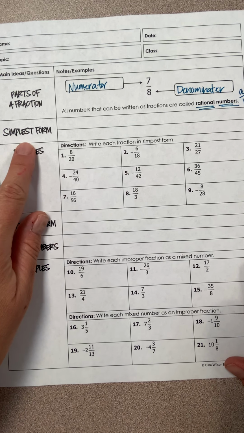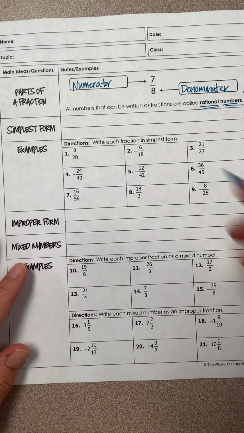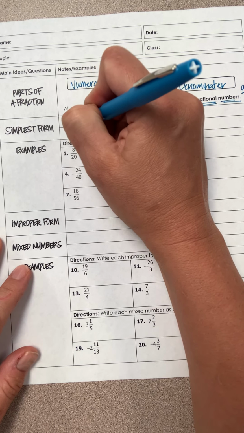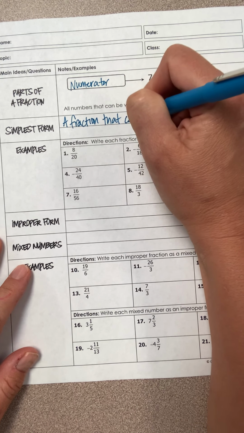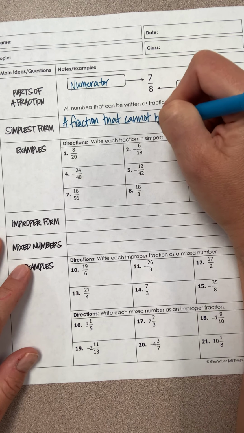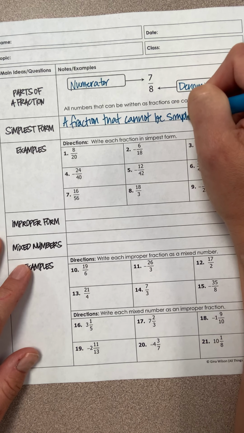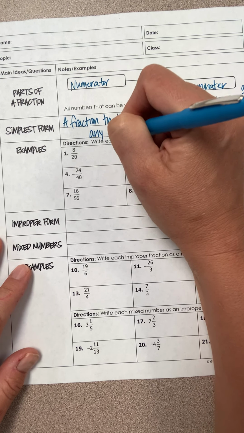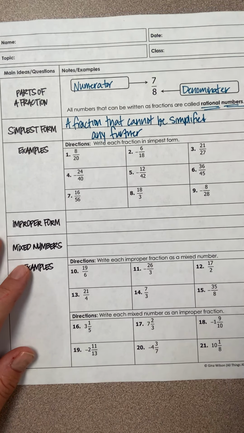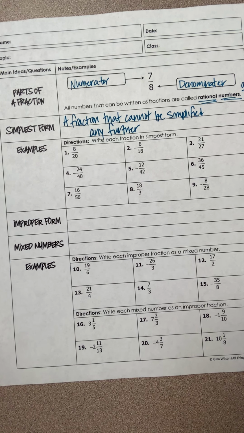Okay, what does simplest form mean? Simplest form means a fraction that cannot be simplified any further. So this is all review. I know it is for you guys.